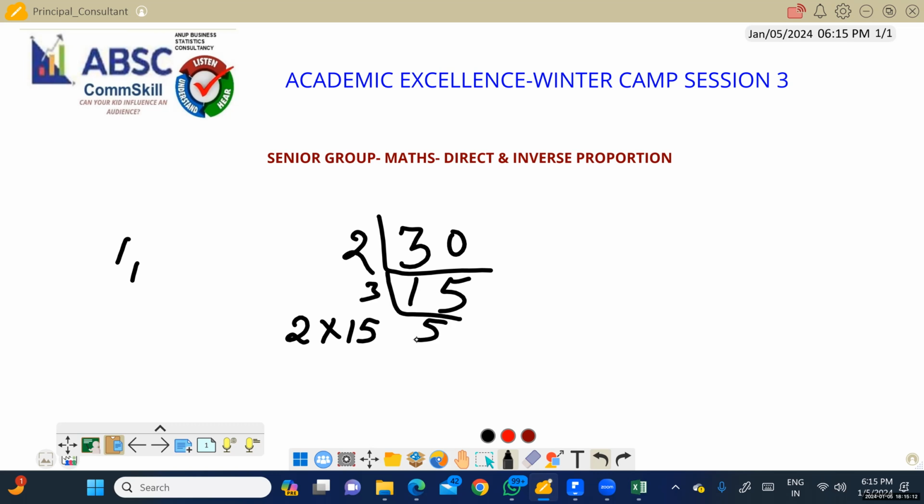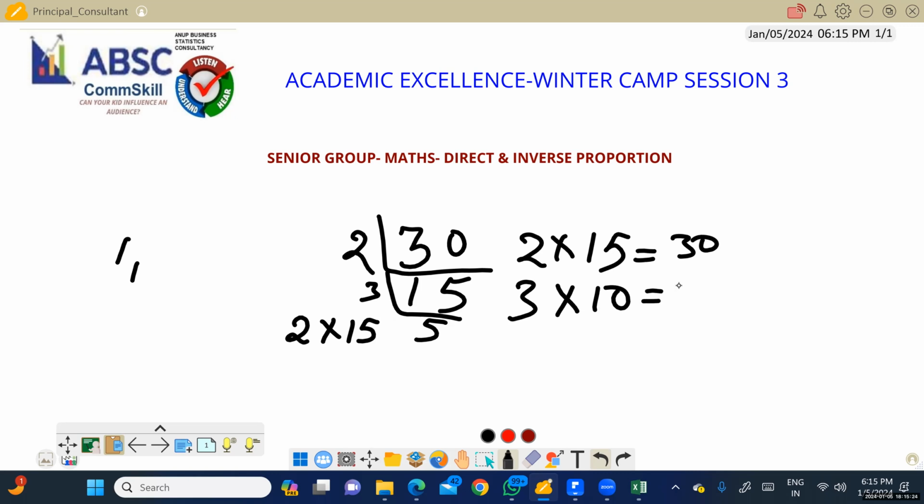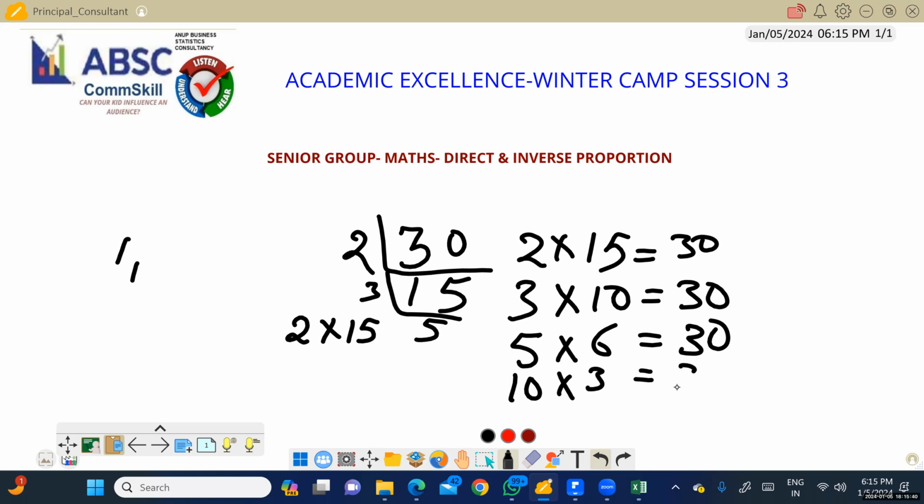Yeah. 3 into 10. See, 2 into 15 is 30. 3 into 10 is 30. Correct? 4, no. 5 into 6, sir, is equal to 30. Then, sir, 5, sir, 10. 10 into 3 is equal to 30.